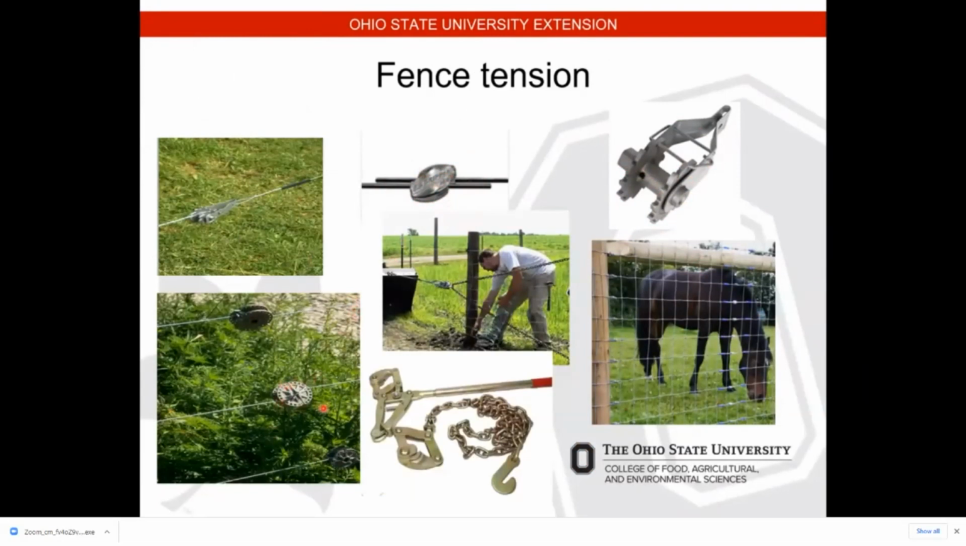Daisy wheels work fine. It takes a special tool to tighten them up, and you want to make sure you have a good grip on it because it gets away from you. It could smack you in the jaw, and it hurts. And here's a chain tightener, a smooth wire tightener, that works pretty slick.